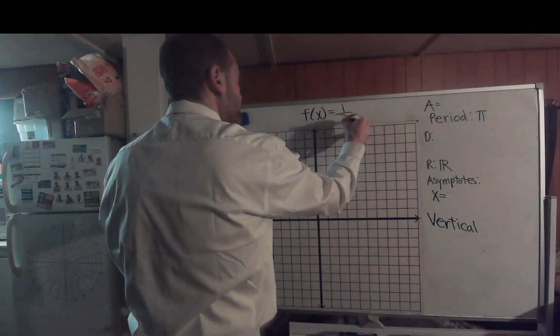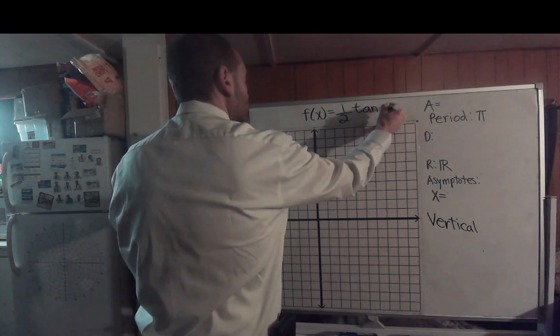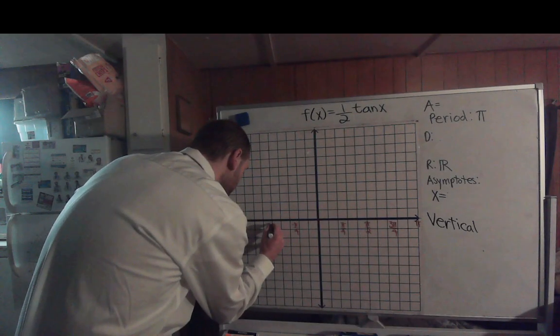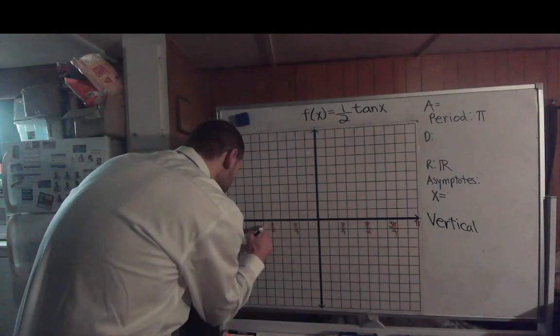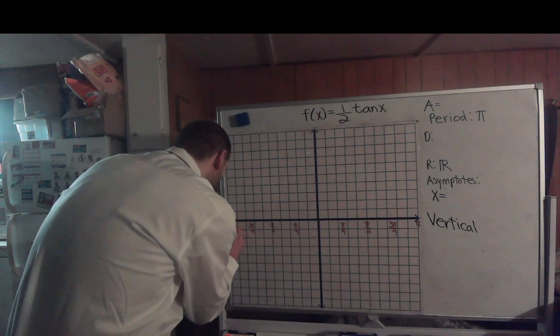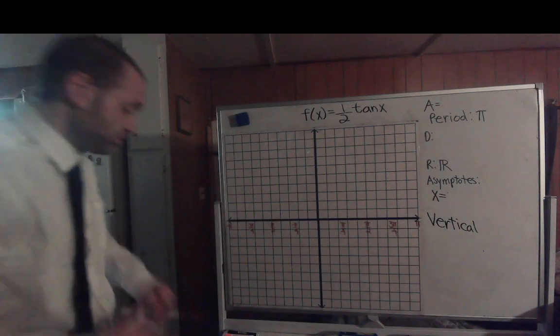Alright, so f of x equals 1/2 of the tangent of x. So let me label all the critical points here. Here's 3 pi over 4, pi over 2, here's pi over 4, negative pi over 4, negative pi over 2, negative 3 pi over 4, negative pi. Alright, so there's all the critical points labeled.